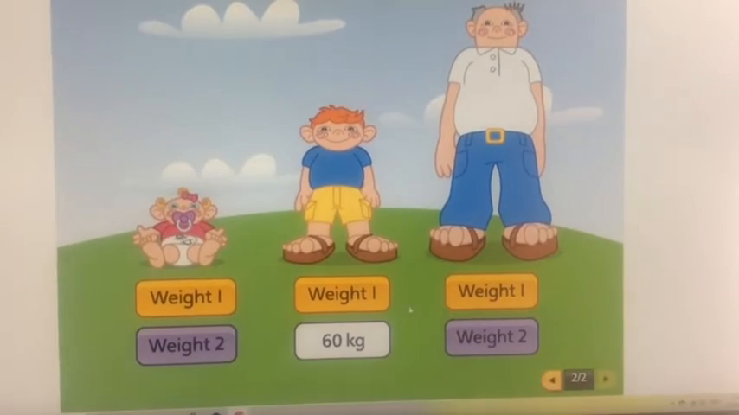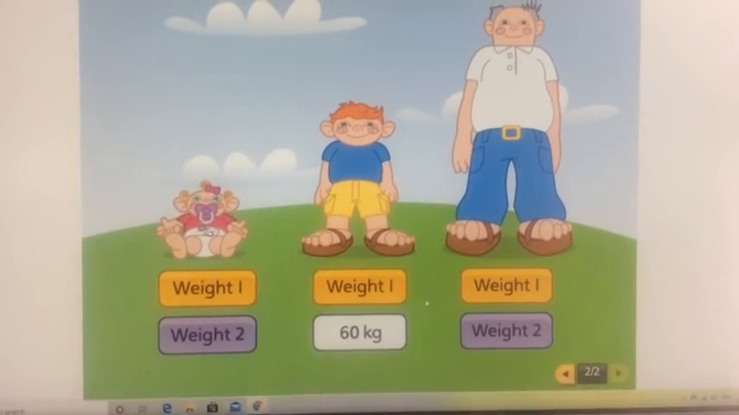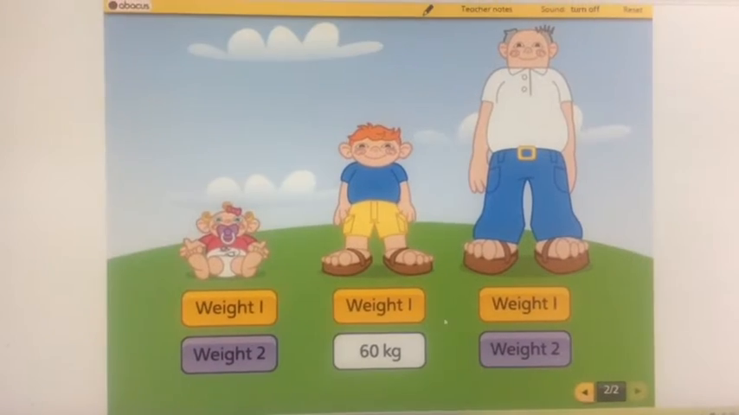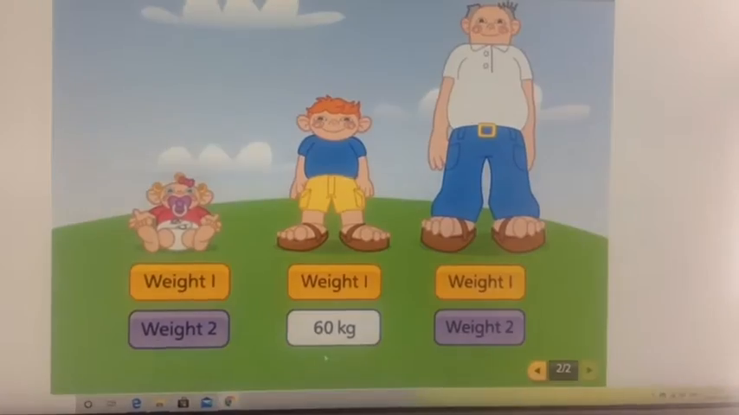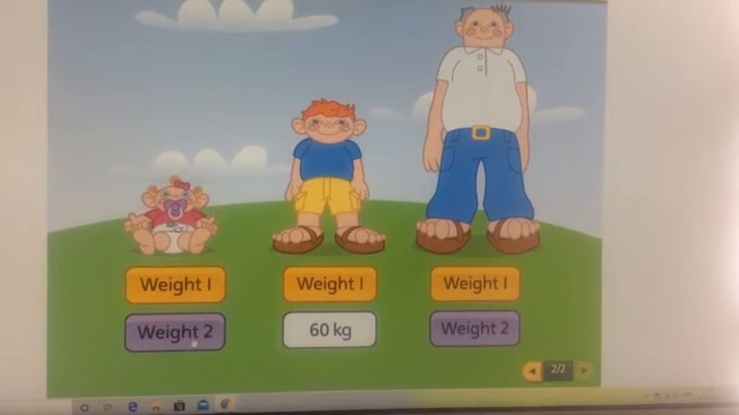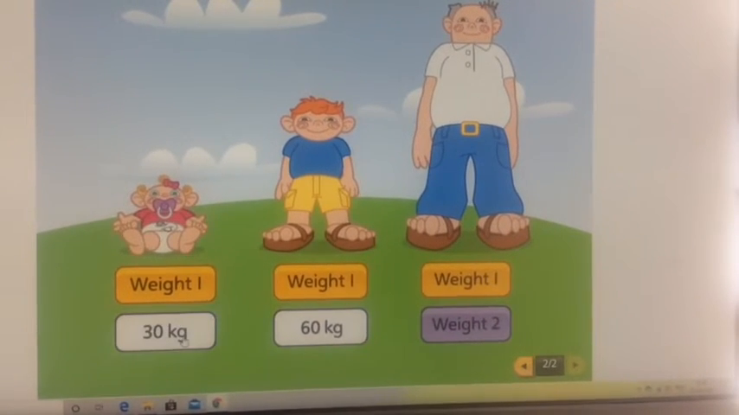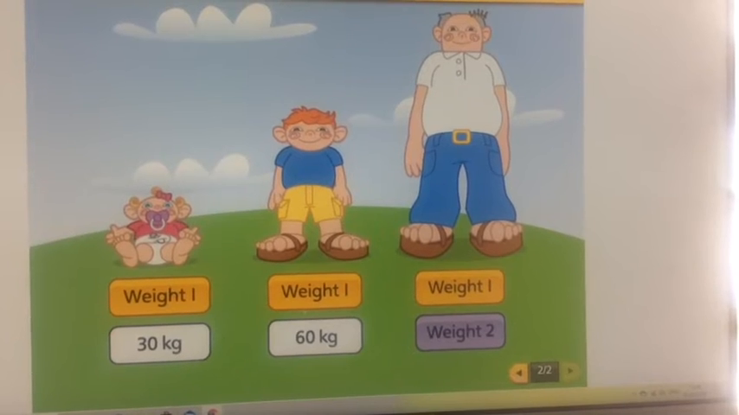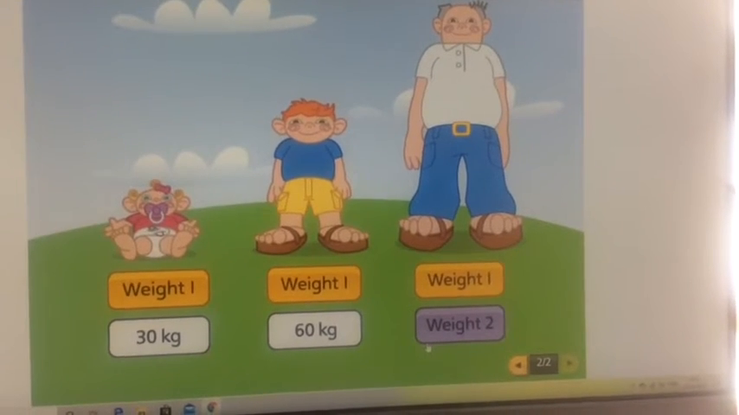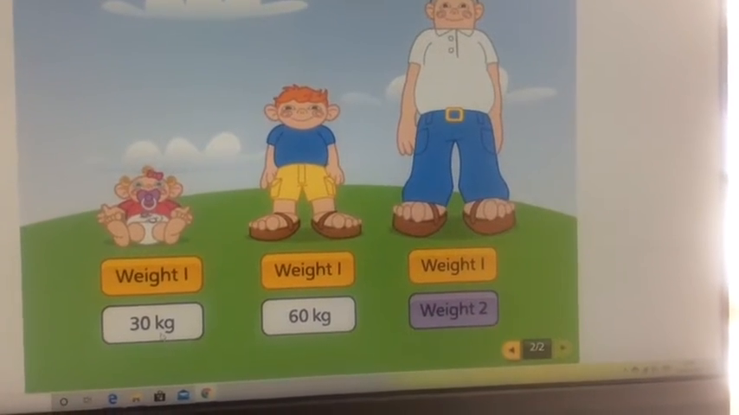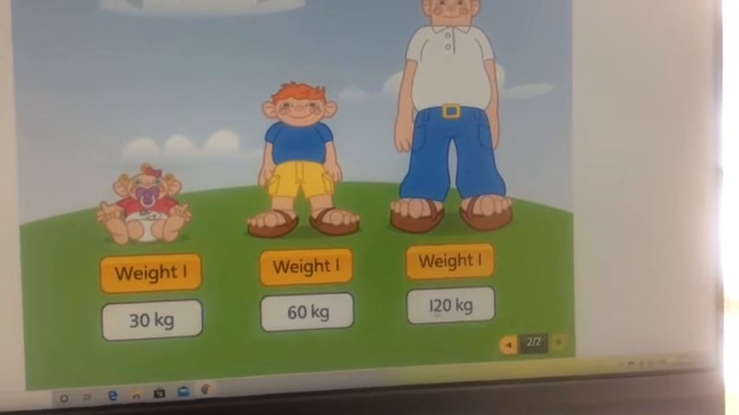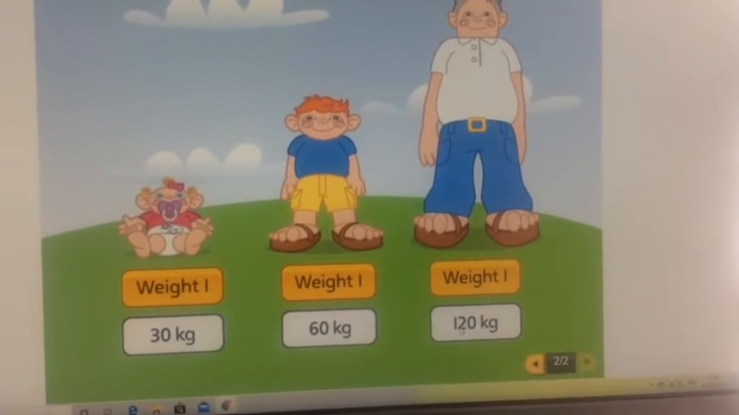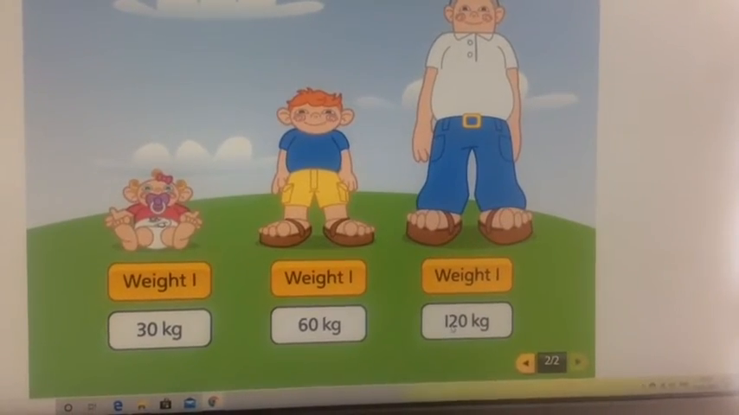Think about this one now. The boy is 60 kilograms in weight. So what must the girl be? Remember, this has got to be 2 times this. And Dad is 4 times heavier than this. Wow. That's a whopping 120 kilograms. Play through that again if you need to.